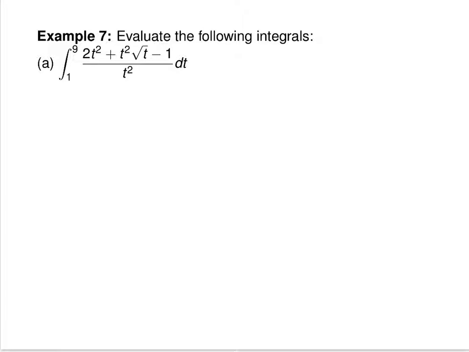Yeah. So this becomes the integral from 1 to 9 of 2 plus root t, and then minus t to the negative 2. Does that make sense? It's the same result if you make it t to the negative 2 and distribute and add powers. This is just dividing everything so you subtract powers. I'm just subtracting. Exactly. So what's the antiderivative of 2? 2t, right? How about t to the 1/2?